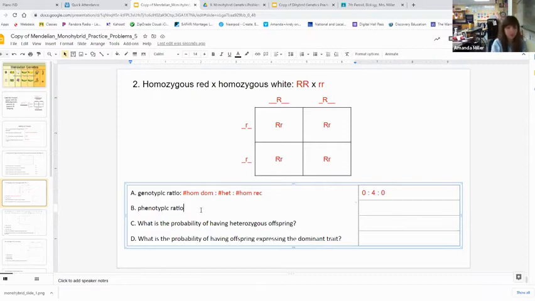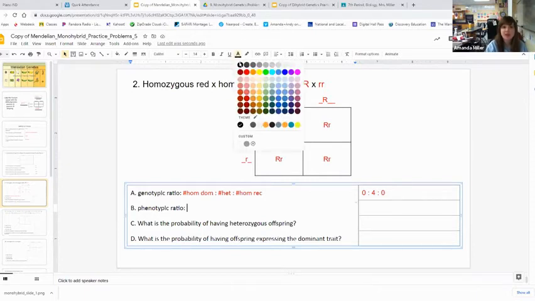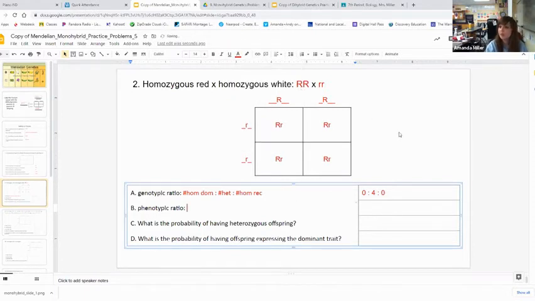Phenotypic ratio, you'll remember, is the number of phenotypes. And so in this case, we have the number that are going to be red compared to the number that are white. It's the number that show the dominant trait to the number that show the recessive trait. So how many red or dominant flowers am I going to have? 1, 2, 3, 4. And how many recessive am I going to have? None. So my phenotypic ratio is 4 to 0.